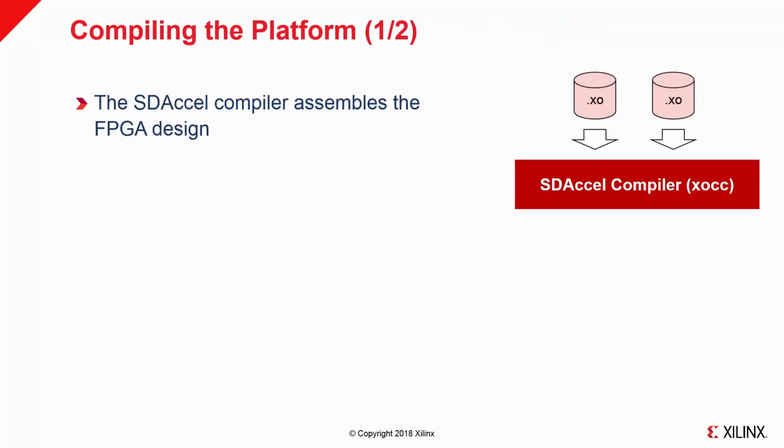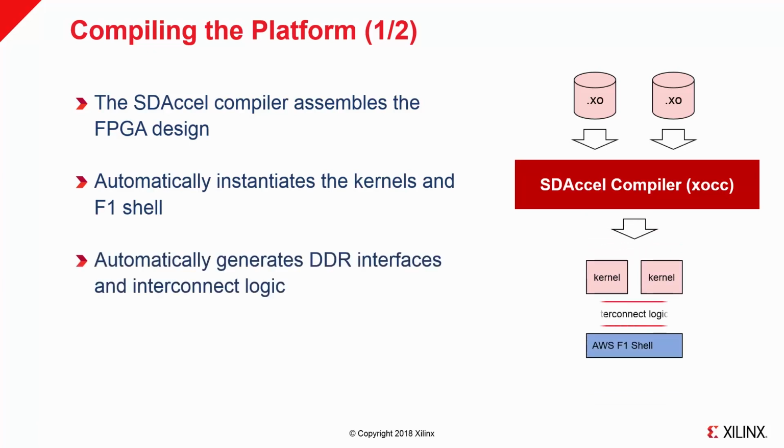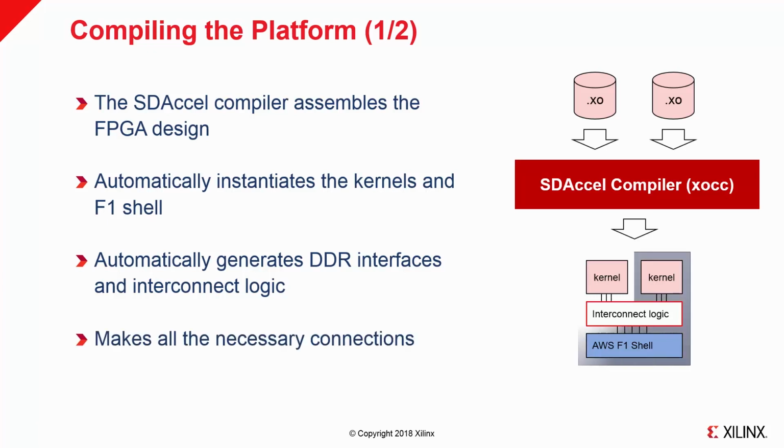After the kernels are created and packaged as XO files, the next step is to assemble the FPGA design. Remember that the kernels and the XO files are just building blocks. They need to be integrated with other hardware components such as the F1 shell. In this phase, the SDAccel compiler reads in the XO files and automatically instantiates the kernels and the F1 shell. It then automatically generates the DDR interfaces and creates AXI interconnect logic. Lastly, the compiler makes all the necessary wiring and connections. This results in a completely assembled FPGA design.